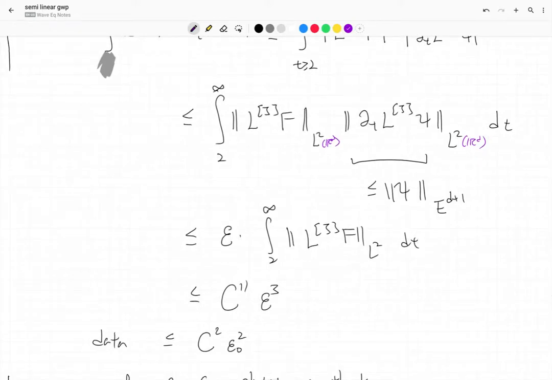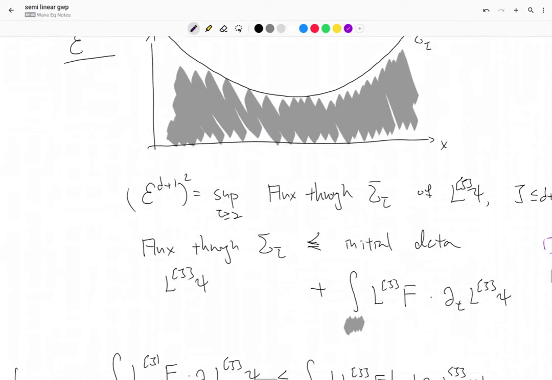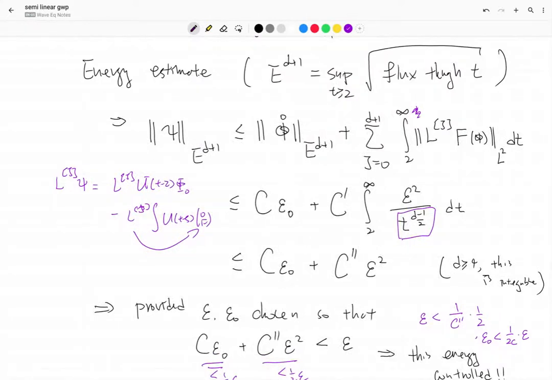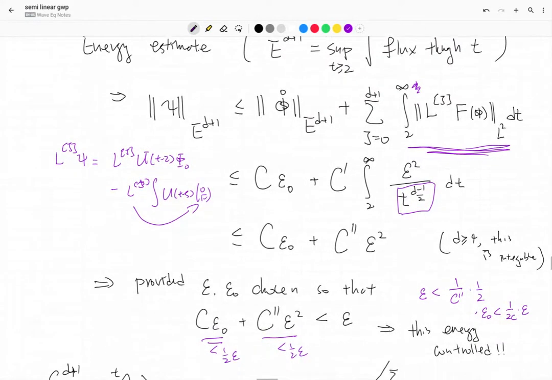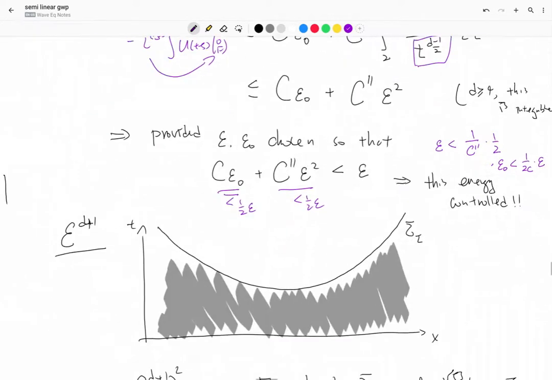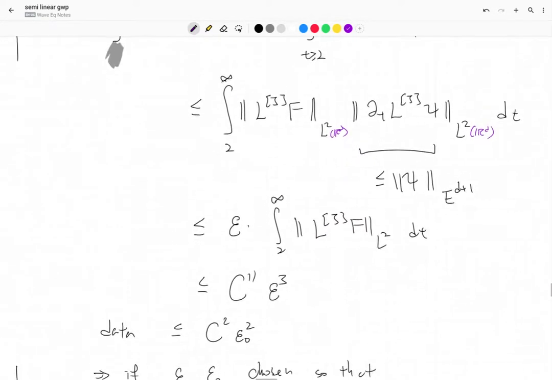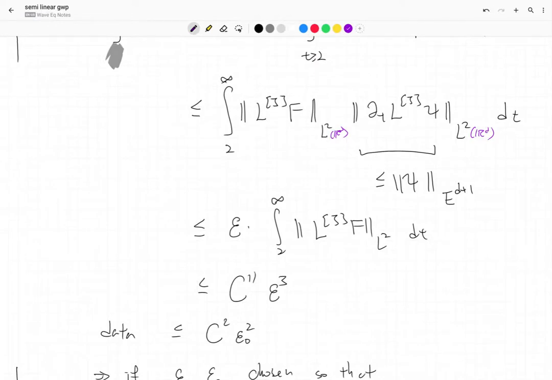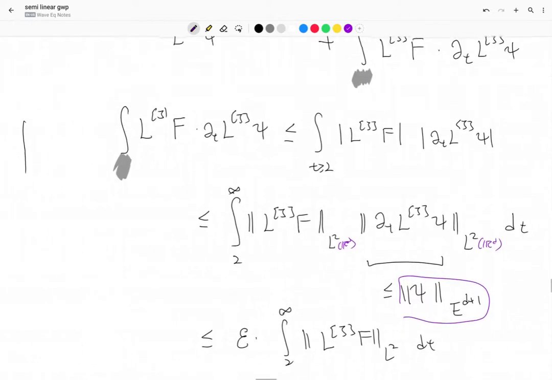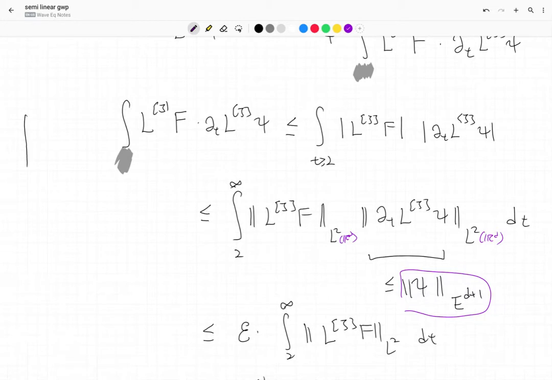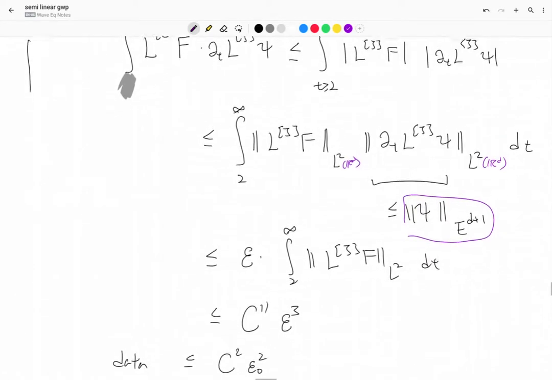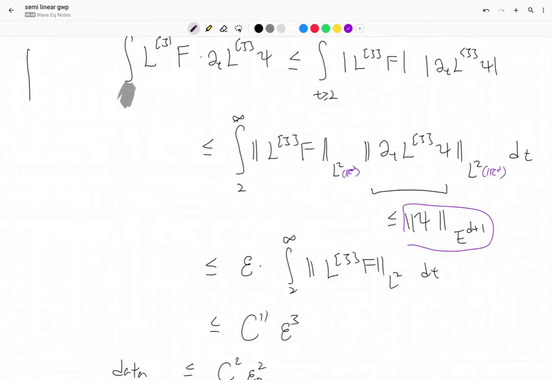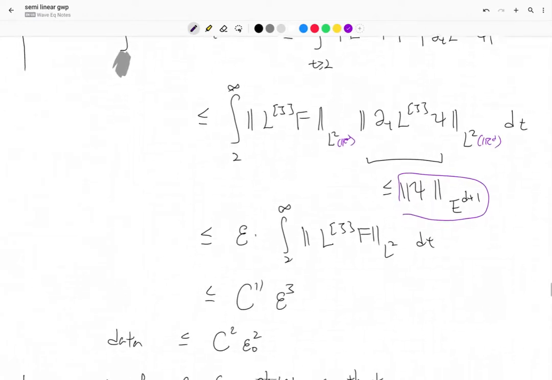What we have is again this integral from 2 to infinity of LJF in L2, and this is precisely what we estimated already over here. This is the same thing as this term over here, and we have already established this is something like C double prime times epsilon squared. Multiplied by the epsilon coming from this, which is epsilon squared, we get C double prime epsilon cubed. So the total contribution from the inhomogeneity, again using the fact that we have an integrable in time decaying weight, is no more than C double prime epsilon cubed.